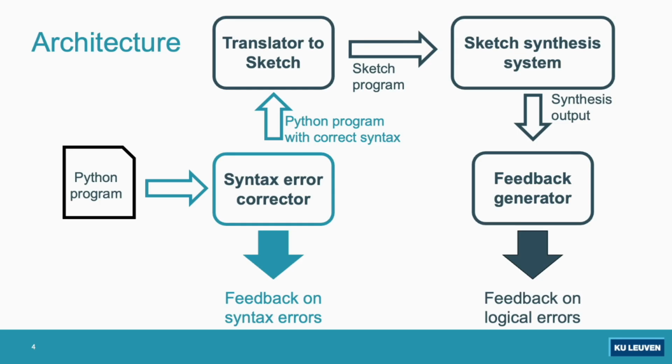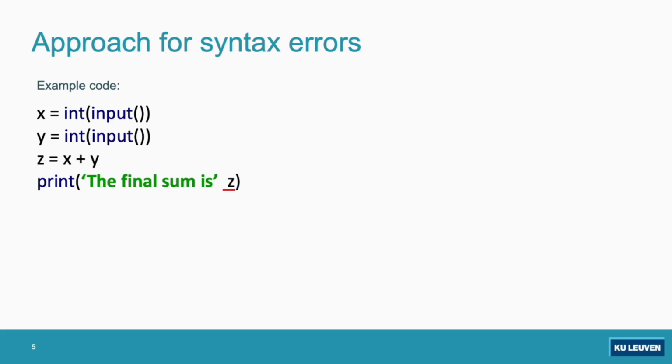Our architecture is based on Singh et al., but with a new first step. Syntax errors are fixed by detecting them with fault-tolerant parsing and applying simple rewrites automatically. Afterwards, for syntactically correct programs, feedback on logical errors can be given in the same manner as in Singh et al., but we've made a new implementation and added some additional features. Here we'll show an example of our approach for fixing syntax errors.